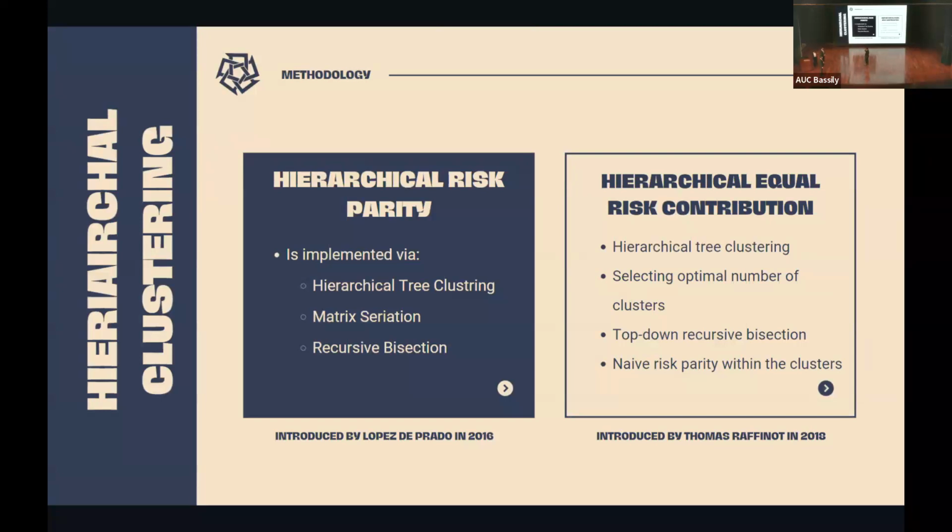The two hierarchical clustering methods we used are HRP, hierarchical risk parity, and HERC, hierarchical equal risk contribution.